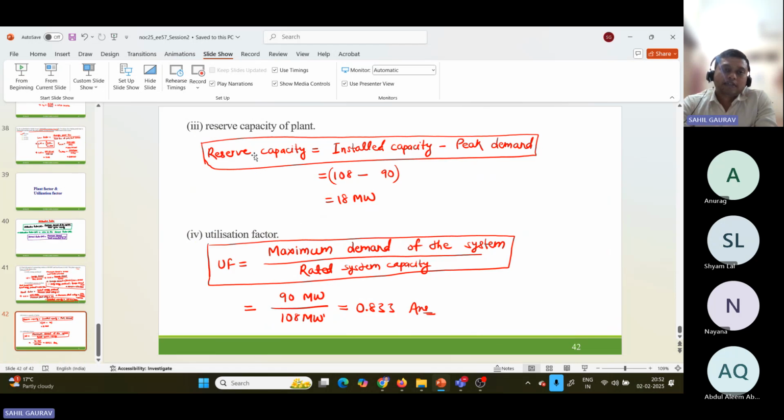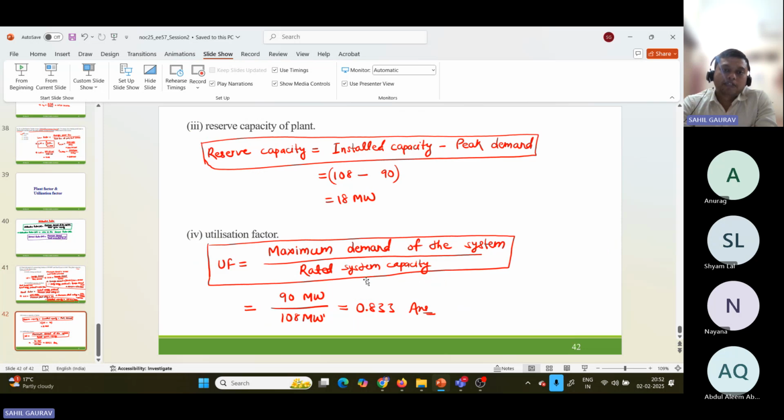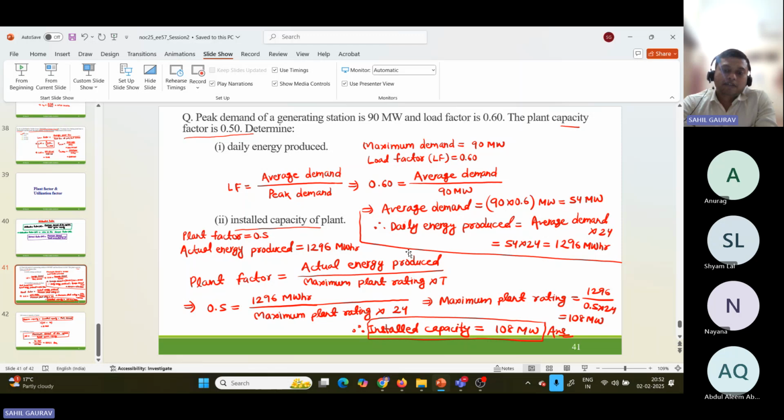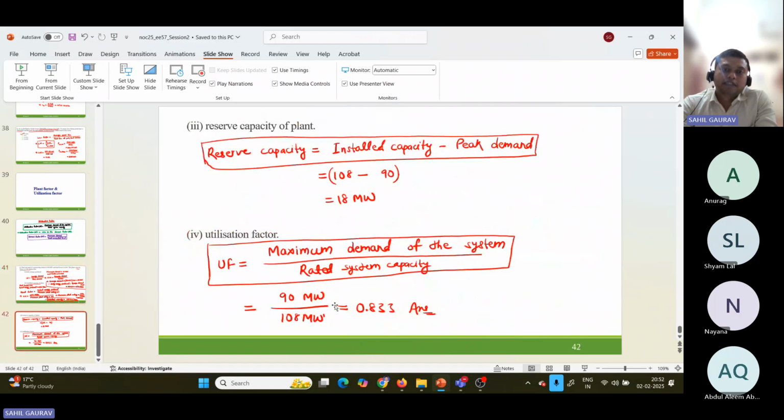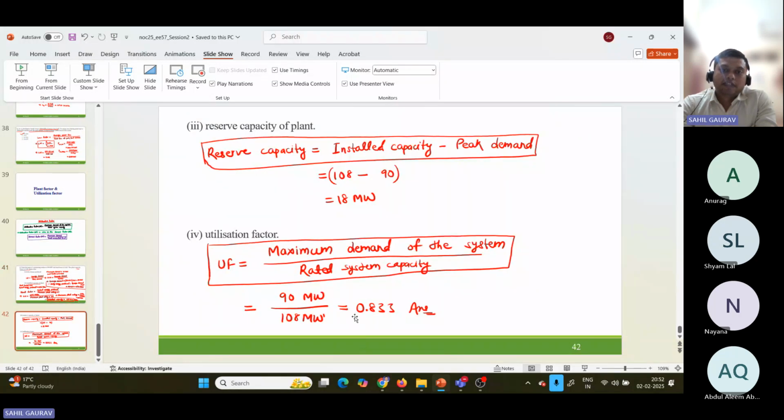Now it is asking about the reserve capacity of the plant. Reserve capacity is nothing but the subtraction of installed capacity and peak demand. So we will get 18 megawatt. Utilization factor is the maximum demand upon rated system capacity. Maximum demand is given as 90 megawatt, and we have found the installed capacity or rated system capacity as 108 megawatt. So you have to divide by this rated system capacity, or maximum plant rating, or installed capacity. So it's coming as 0.833.